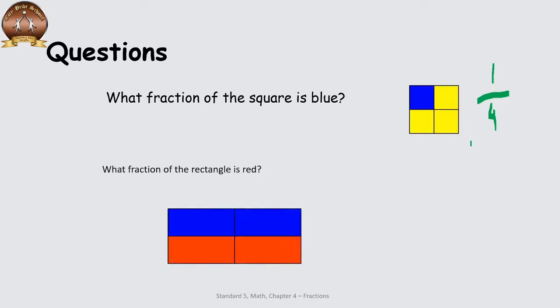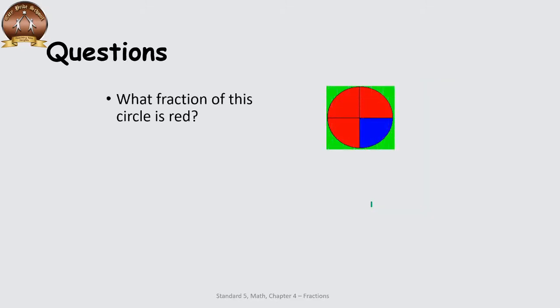Next I have for you, what fraction of the rectangle is red? The rectangle again has total parts as 4 and the shaded parts in red are 2, so the fraction is 2 upon 4. Next question which I have on the screen is, what fraction of this circle is red? If you see that in the denominator we are writing the total number of parts, they are 4, and the fraction which is red is 3 parts out of those 4 parts. So 3 out of 4. 3 by 4 or 3 upon 4.